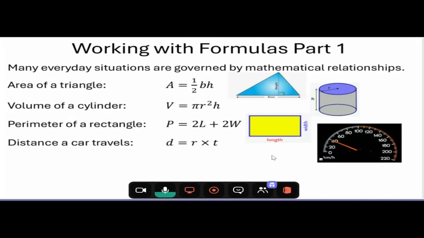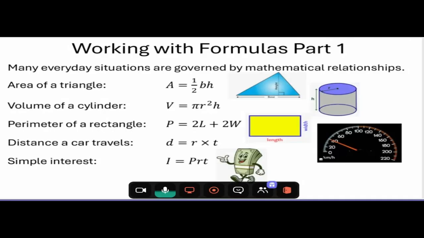But if you're going, as this diagram shows, 40 kilometers an hour as your speed, and you drive for, say, 3 hours, how far did you go? You went 40 kilometers in the first hour, 40 kilometers in the second hour, 40 kilometers in the third hour. You went 40 times 3, 120 kilometers. And there's that formula right there, 40 times 3, rate times time.